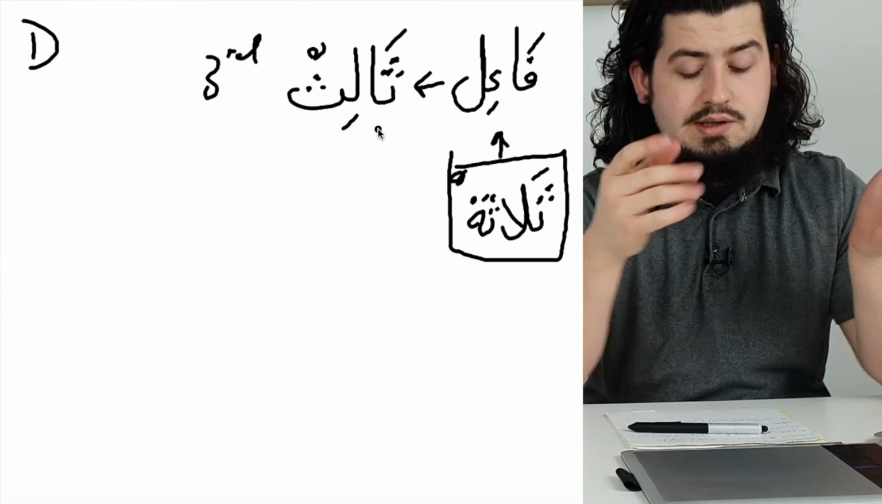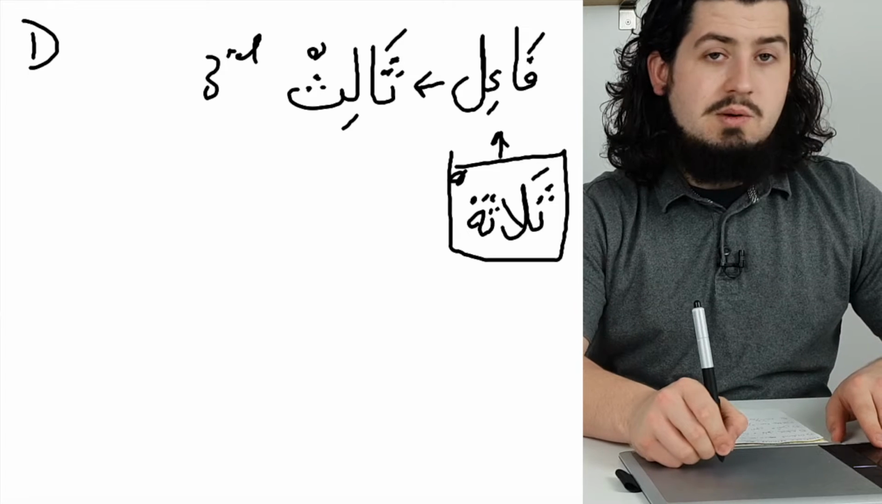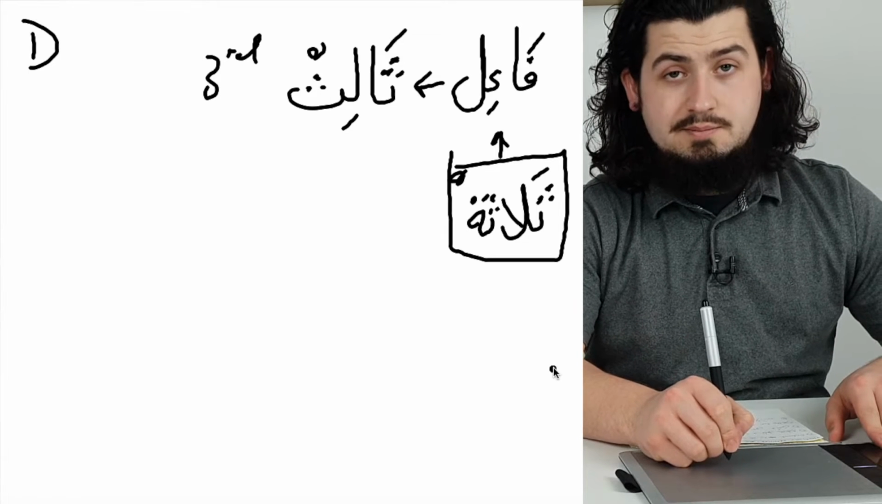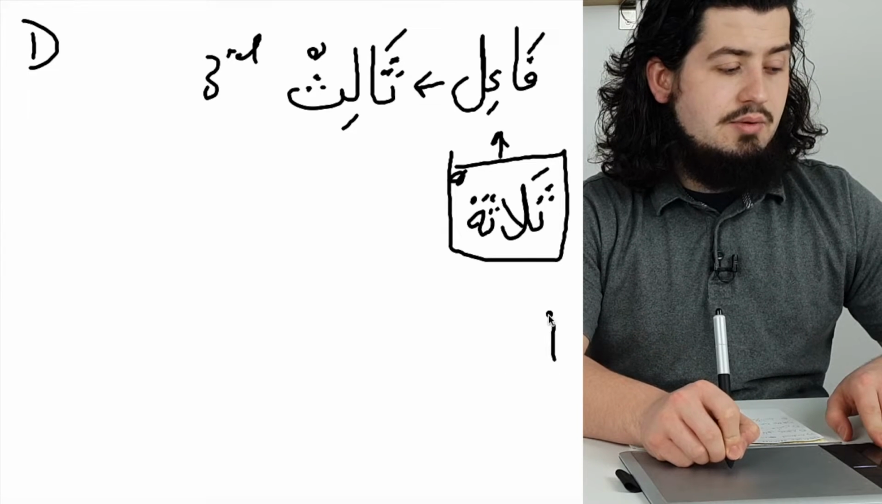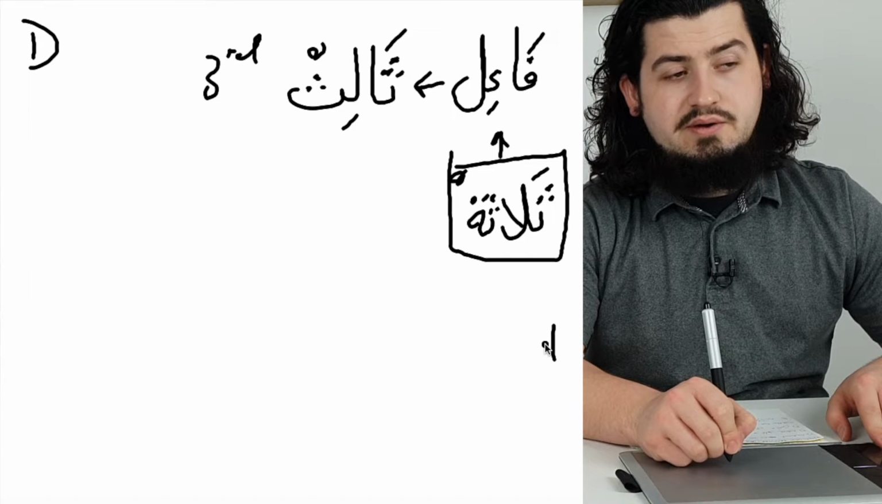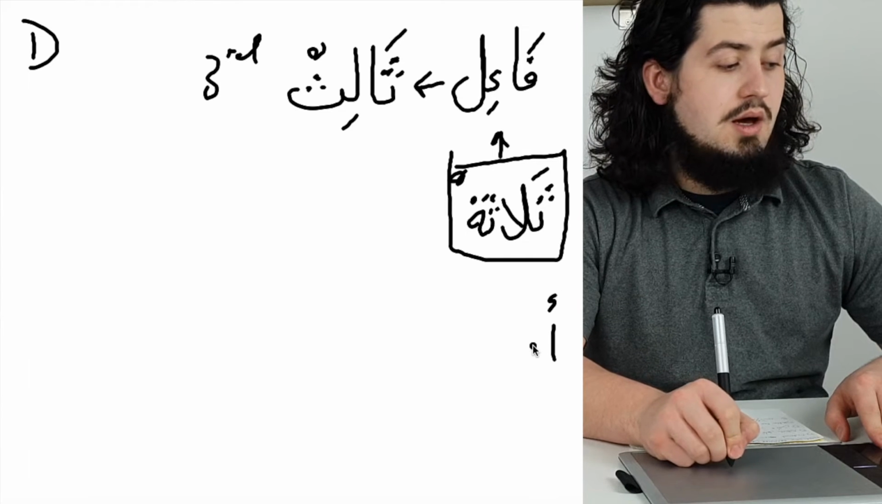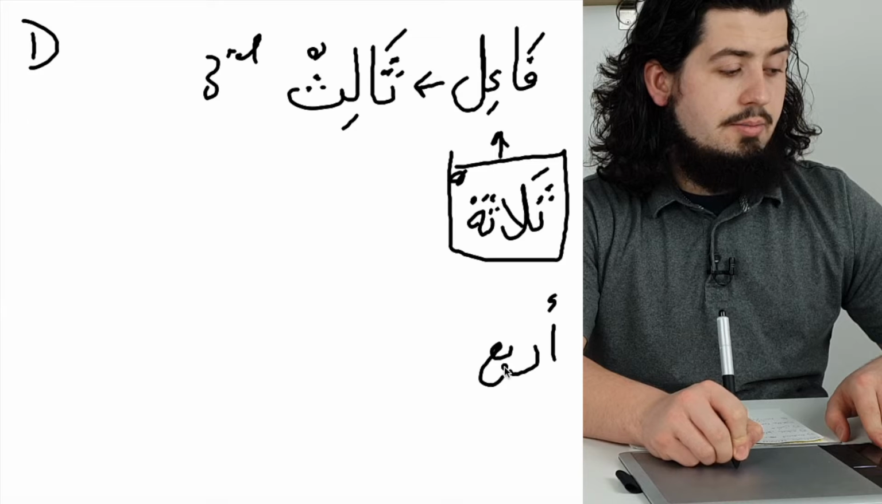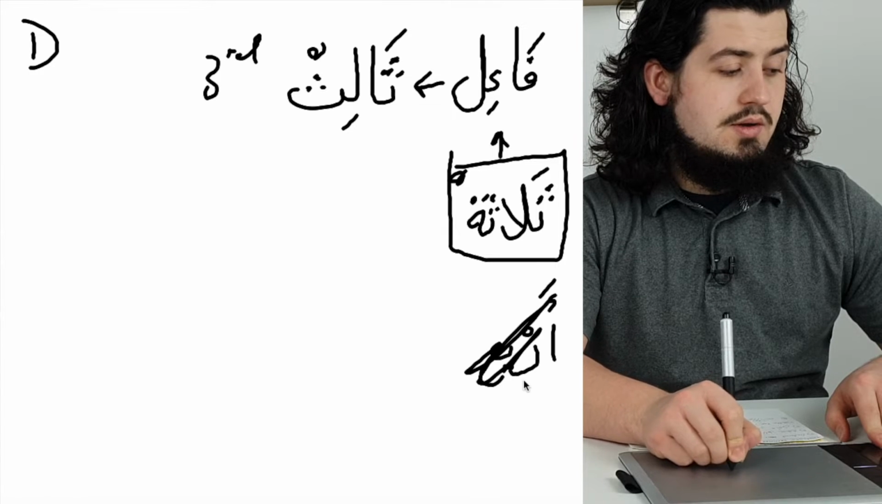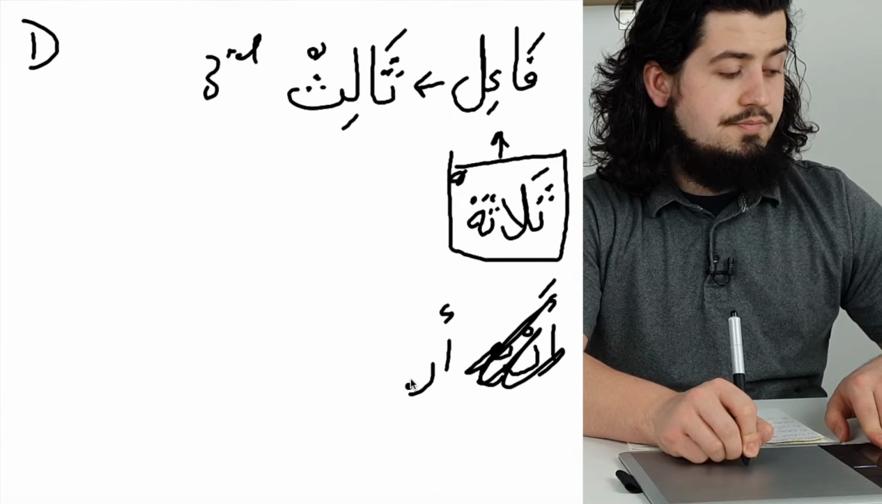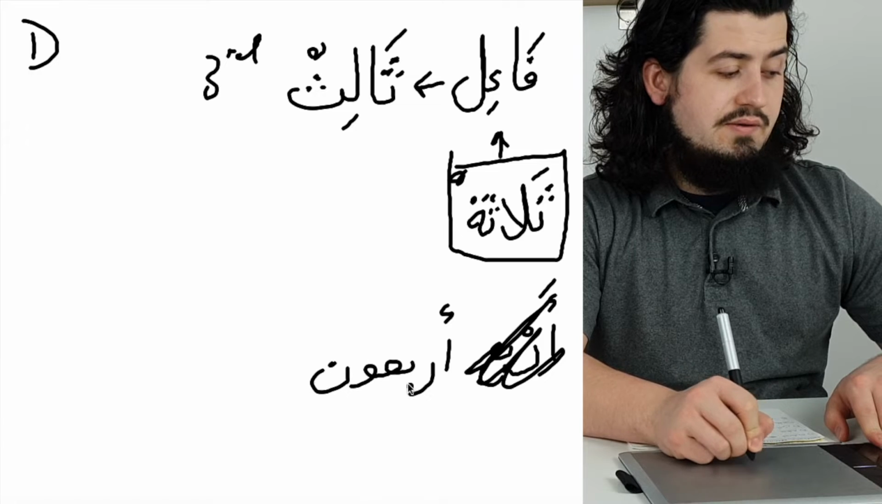So the thing that I've spotted the most is people assume that we apply that same rule with multiples of 10. So let me give you an example. Let's have, for example, the number for 40, okay? Arba'a, okay? So that's just 4. Arba'un is 40.